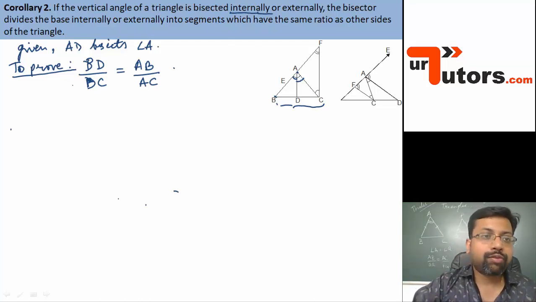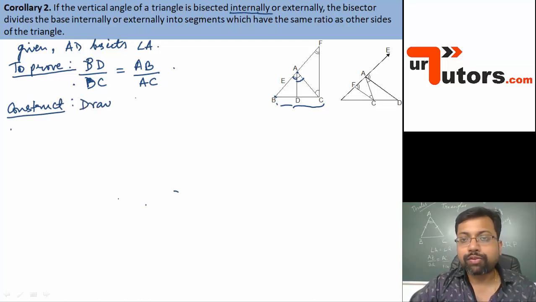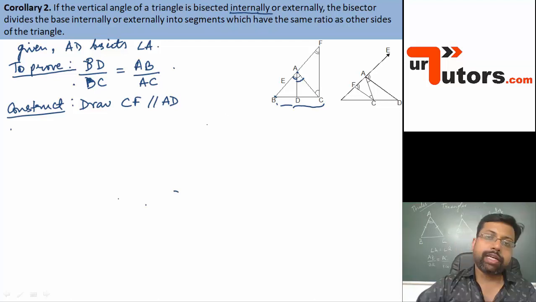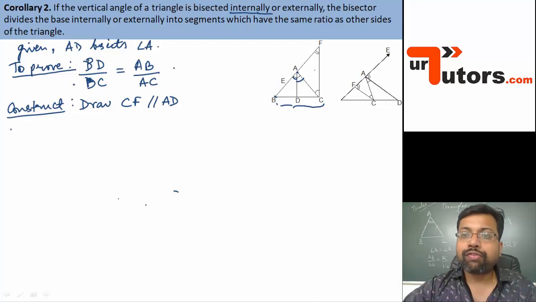Now for proof we have to construct. In the figure it's already constructed, but the construction is: you have to draw CF parallel to AD. So you already have AD, you know where AD is. Okay, so C is a point that you know. From C you draw a line parallel to AD. This is going to be our construction for this question. If CF is drawn parallel to AD, what do we have? We have this BF as the transversal.